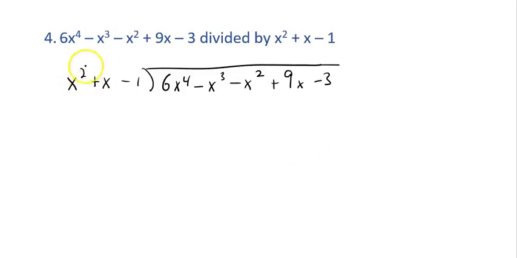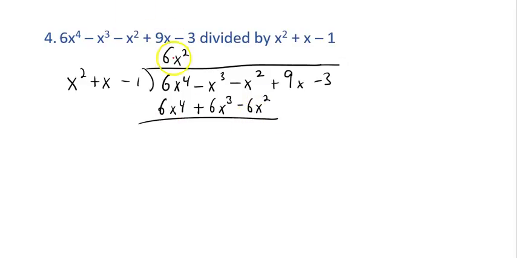So again, I just still focus on that first piece though when I'm asking the question. So what do I multiply by x squared to get 6x to the 4th? That would be 6x squared. Multiply by 6x squared with all 3 pieces. So that would give me 6x to the 4th plus 6x cubed minus 6x squared.